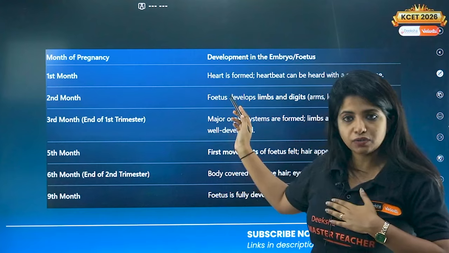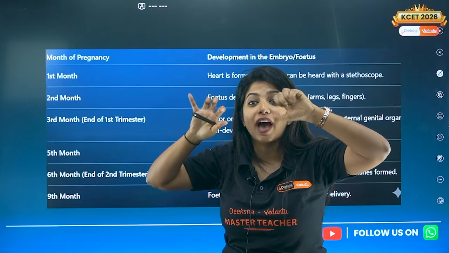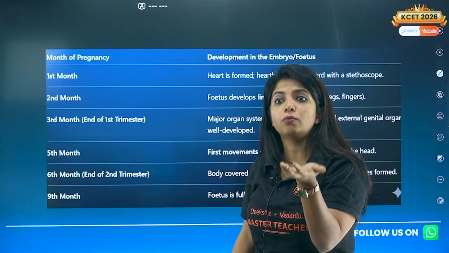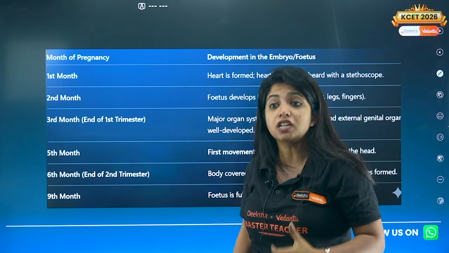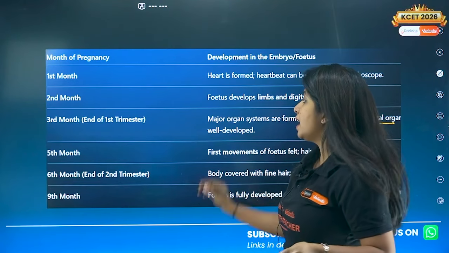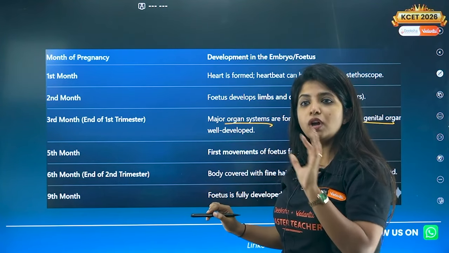So first month, the heart is formed. Second month, you have your limbs and you have your digits. Third month, you get to know what the sex of the child is. That means the external genital organs would be very much developed, and major organ systems also would be developed.